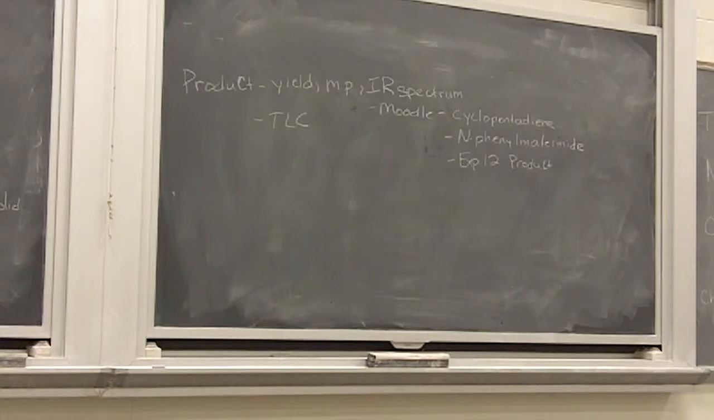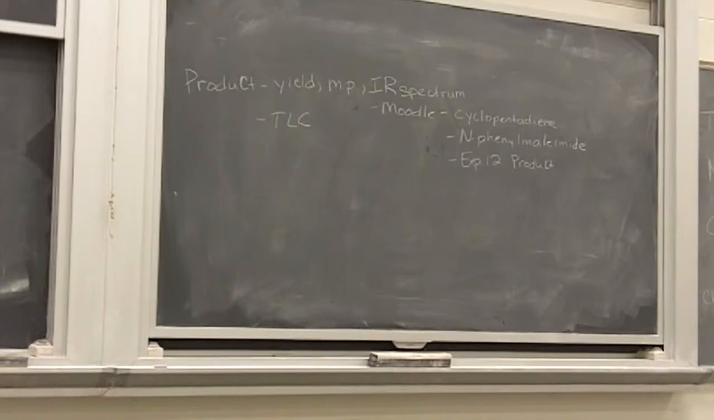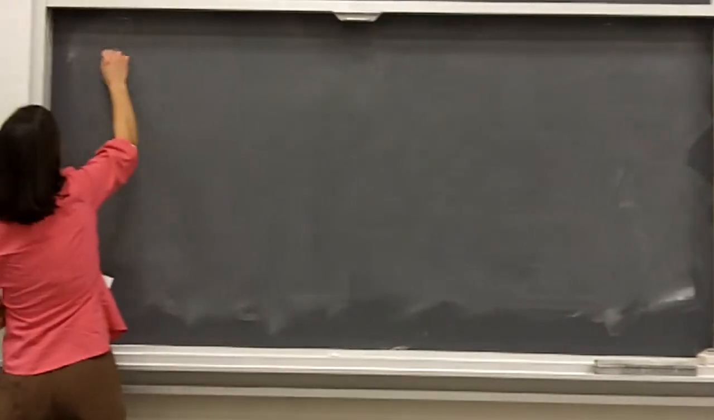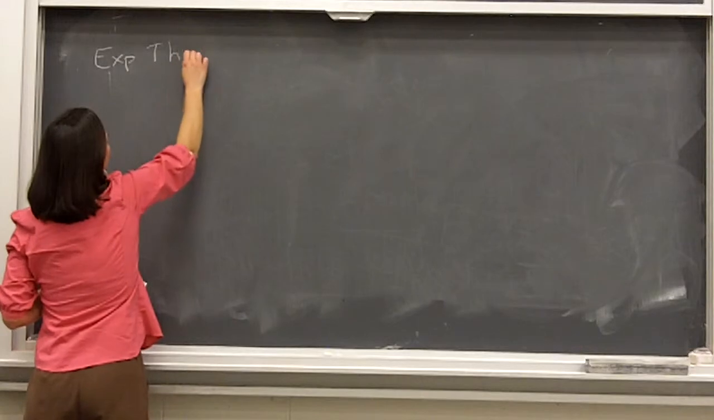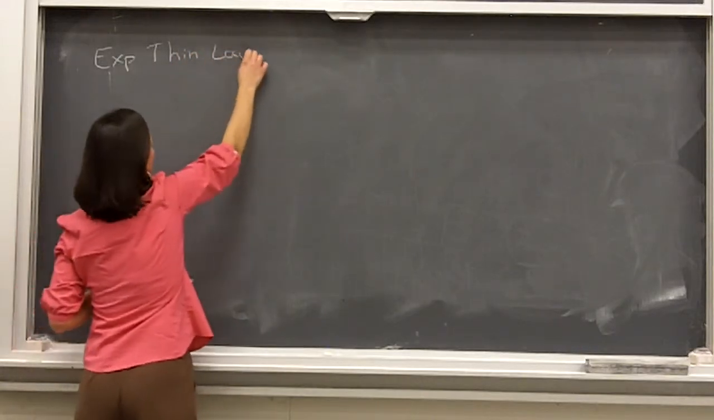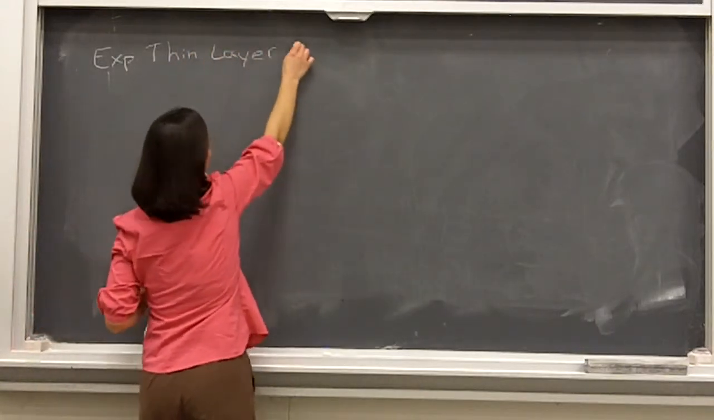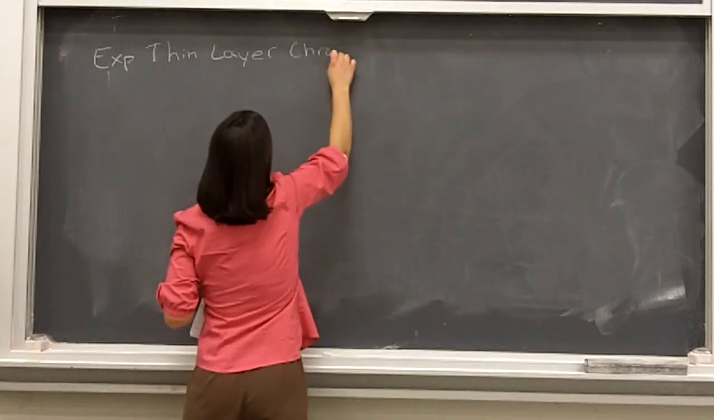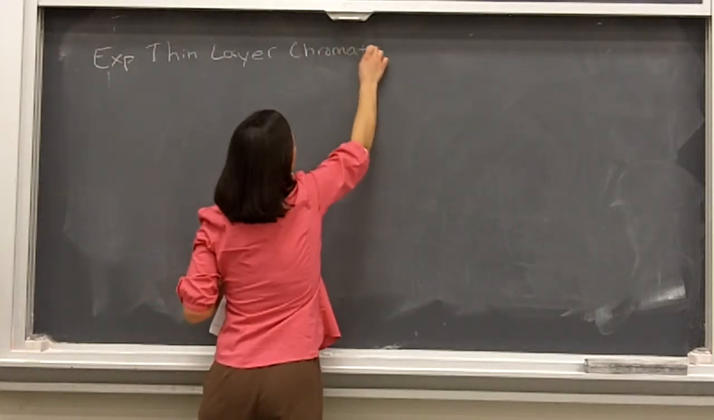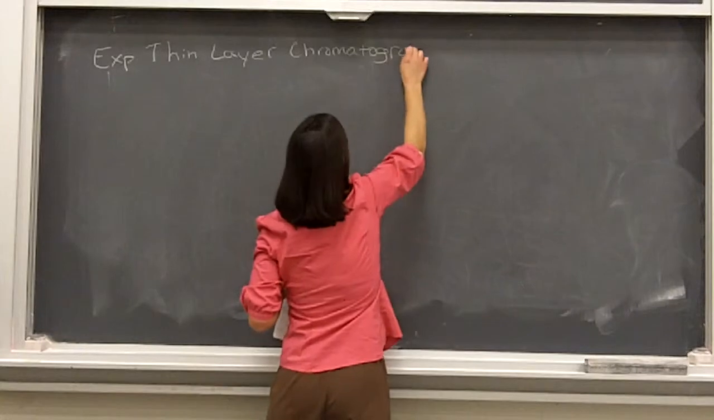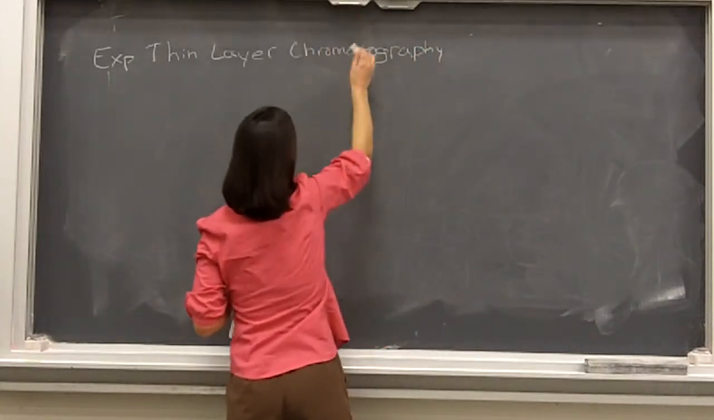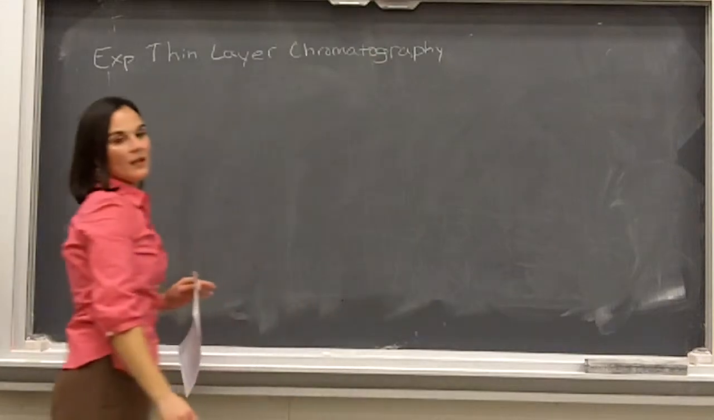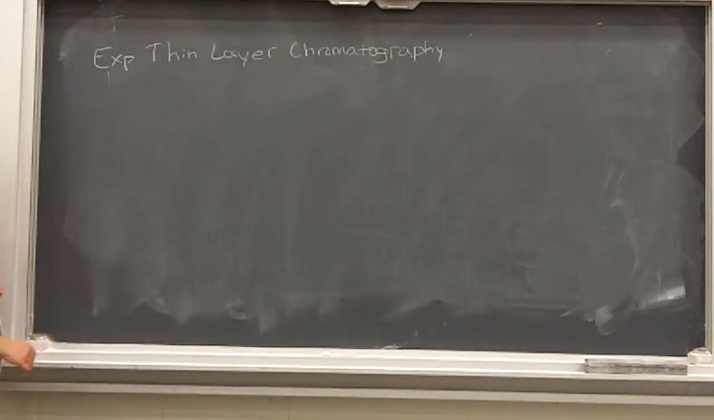Okay, so now for experiment 13. Thin-layer chromatography. So here we go yet again with another chromatography. And this one is really common. GC is pretty common as well, but this is definitely very common in organic chemistry, thin-layer chromatography.